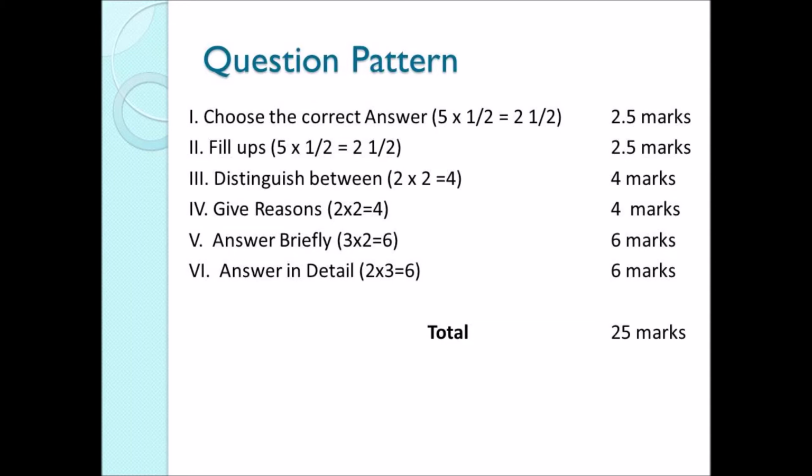Fourth one is give reasons. It is also in your geography lesson. Each question carries 2 marks and 2 questions will be asked, so totally 4 marks. Fifth Roman letter is answer the following questions briefly, that is short answers. 3 questions will be asked, each carries 2 marks, totally 6 marks. And Roman letter 6 is answer in detail. You will be asked 2 questions, each question carries 3 marks, totally 6 marks. So you will be writing totally for 25 marks. Is it clear children?